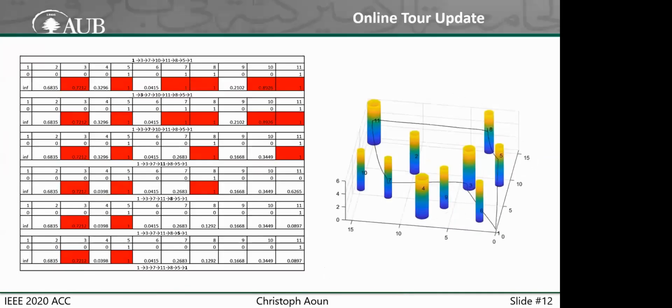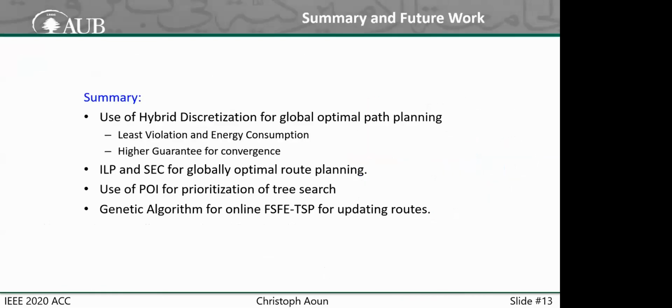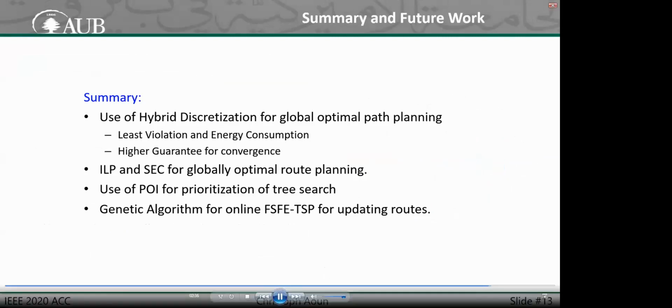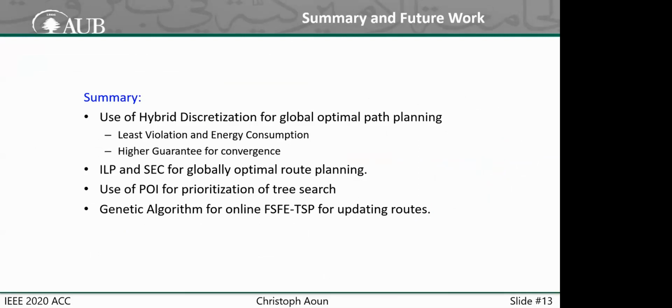As you can see, a prioritized subtour is established, but however, as the quadrotor traverses from one tree to another, tree 10 is dropped due to its low probability of infection, which goes below the cutoff margin. To summarize, we use the hybrid discretization method in order to find the global optimal path planning between two trees for the least violation of constraints and the least energy consumption.